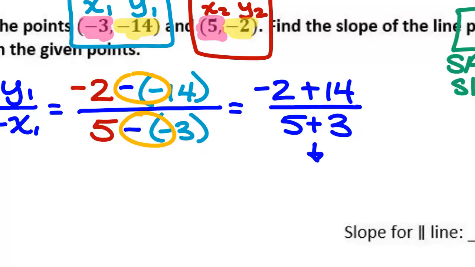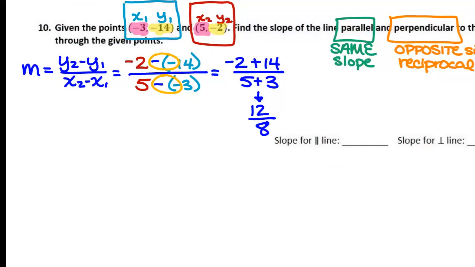What is negative 2 plus 14? 12. And 5 plus 3? 8. That is my slope. It's not in simplest terms. It's not a fully reduced slope, but that is my slope.